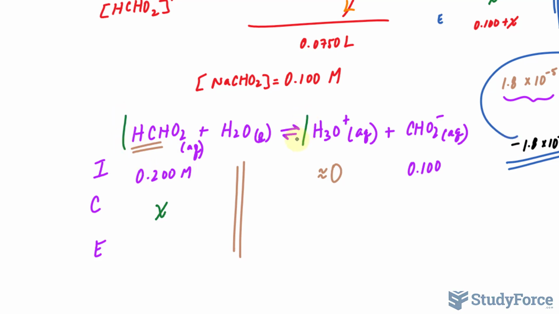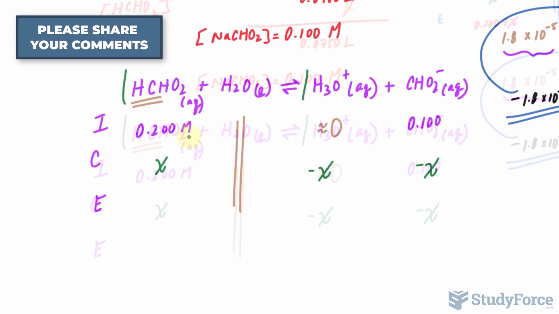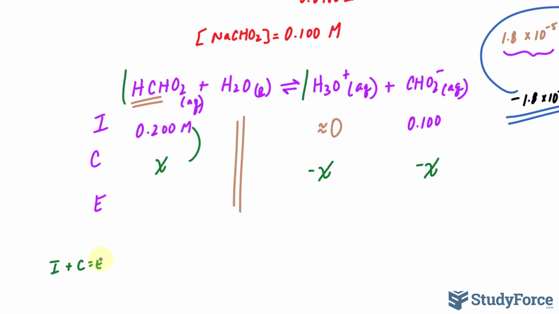Comparing stoichiometrically the numbers in front, we have a 1-to-1 ratio, so this is negative X, and this is also negative X. If you're curious about why it's negative, it's because we're comparing reactants with products. Anytime you do that, you end up with the opposite sign. I'll add these up to find E. Remember, I plus C is equal to E. So 0.200 plus X, and over here, negative X, and over here, 0.100 minus X.